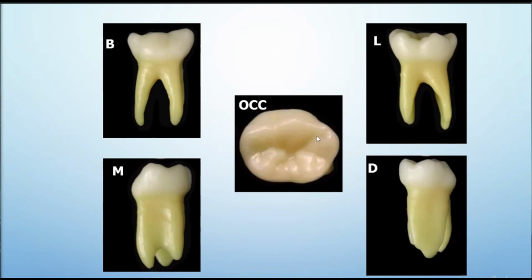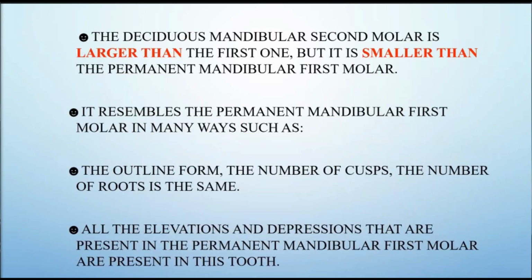And they have also 5 cusps. You see 1, 2, 3, 4, 5 cusps. The mandibular permanent first molar also has 5 cusps. You see, the deciduous mandibular second molar is larger than the first one. If you compare the first deciduous and second deciduous, the second is larger. Similarly, like the maxillary molars, but it is smaller than the permanent mandibular first molar.